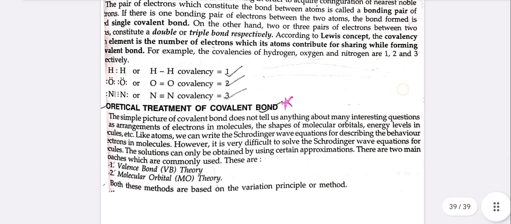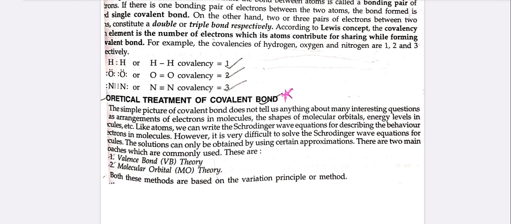Theoretical treatment of covalent bond. The simple picture of covalent bond does not tell us anything about many interesting questions such as arrangements of electrons in the molecules, the shapes of the molecular orbitals, energy levels in a molecule, etc. Like atoms, we can write the Schrödinger wave equation for describing the behavior of electrons in molecules. However, it is very difficult to solve the Schrödinger wave equation for molecules. The solution can only be obtained by using certain approximations.